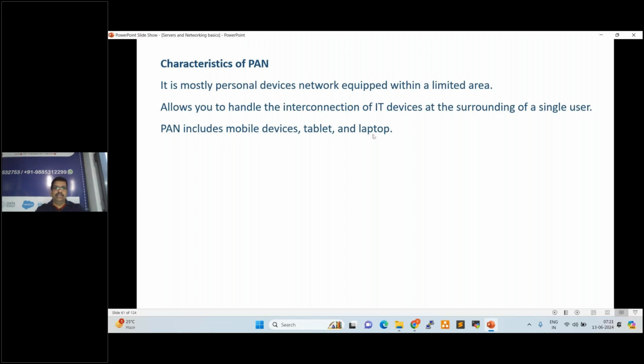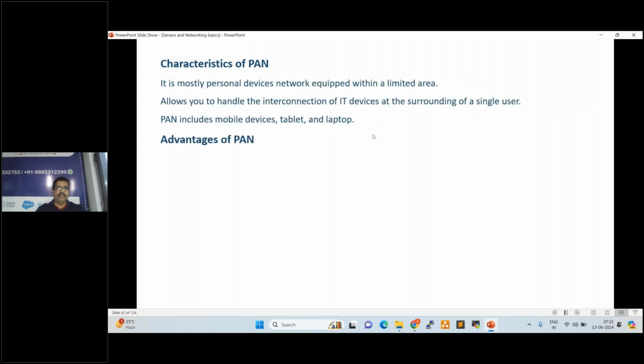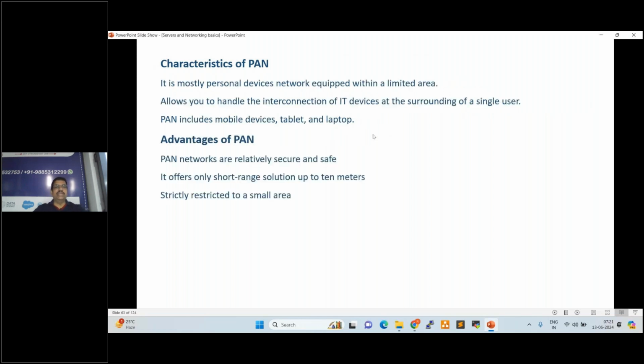Okay. So advantage of PAN. PAN networks are relatively secure and safe. It offers only a short range solution up to 10 meters. Within 10 meters only it will work. Yeah, strictly restricted to a smaller area. Disadvantages: distance limits. So if you move to another floor, right? Yeah, it will not work. Another floor or out of the distance will not work, right?